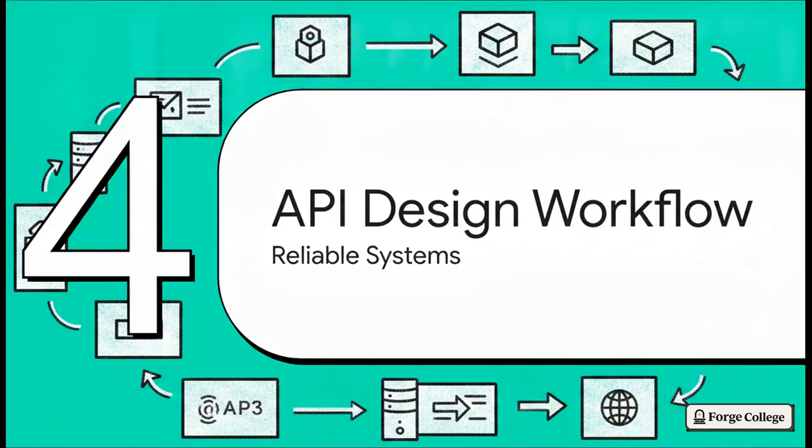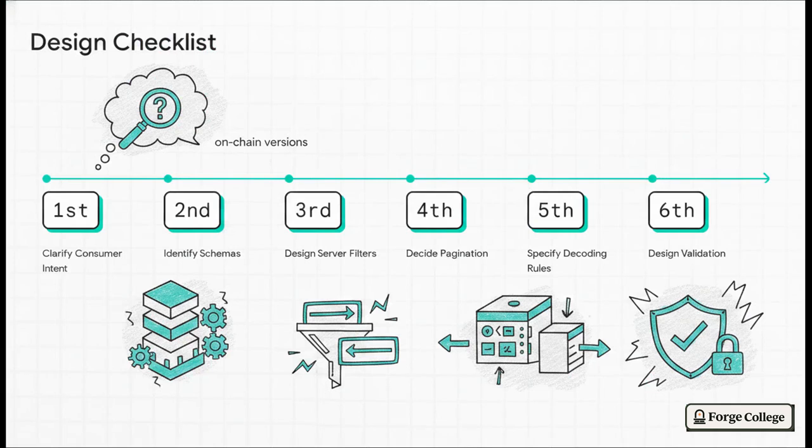Next up, Section 4, the API design workflow. What we're looking at here is a highly practical chronological checklist. Every single developer needs this when designing these endpoints, because honestly, skipping a step is a recipe for API disaster down the line. First, clarify consumer intent. What does the client actually need? Second, identify schemas. What data versions actually exist on chain? Third, map out those server filters we just talked about. Fourth, lock in your pagination strategy. Fifth, specify your exact decoding rules. And finally, number 6, lock down your validation. Sticking to this workflow strictly is how you guarantee a robust API.